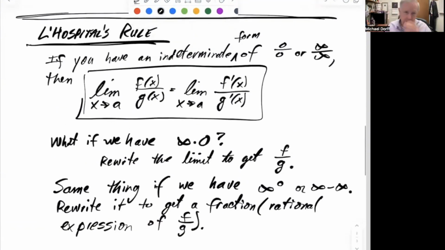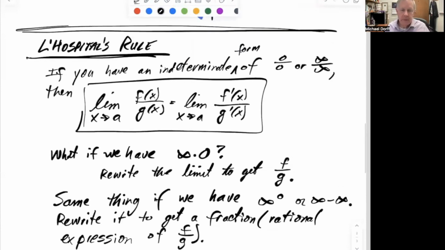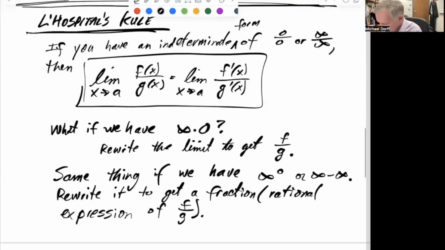But the key idea here is that if I have a limit of f over g, and when I do direct substitution I get 0 over 0 or infinity over infinity, then that limit is going to equal the limit of the derivative of the top over the derivative of the bottom.